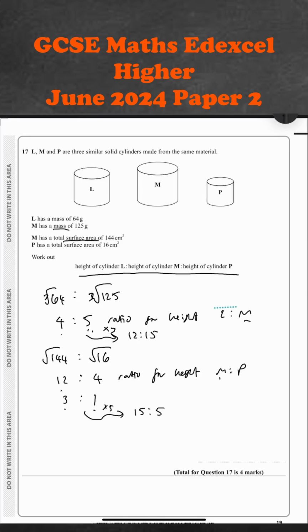So all I've done here is I've multiplied this one by 3 for both sides, and I've multiplied this one by 5. Now we have L to M and M to P, where M is the same number in both ratios, which allows me to write L to M to P as 1 ratio. And that is our answer.